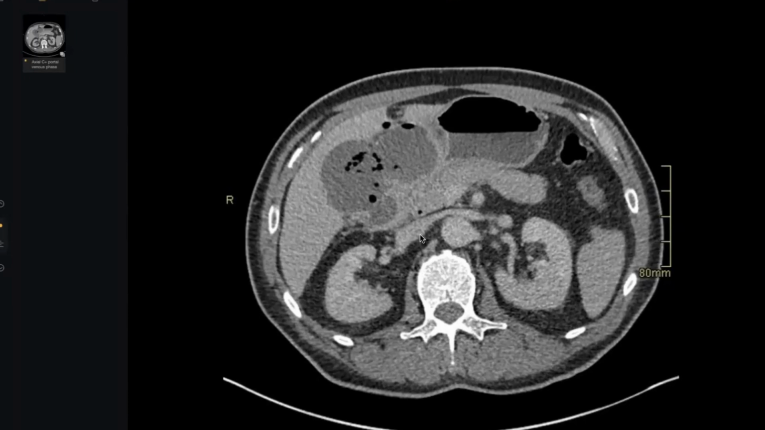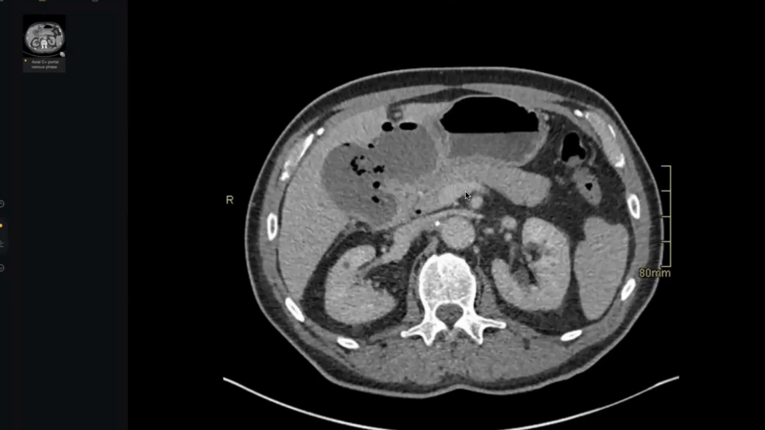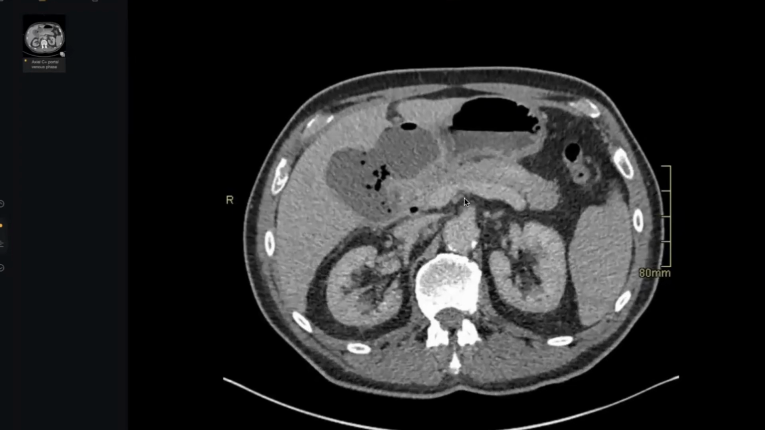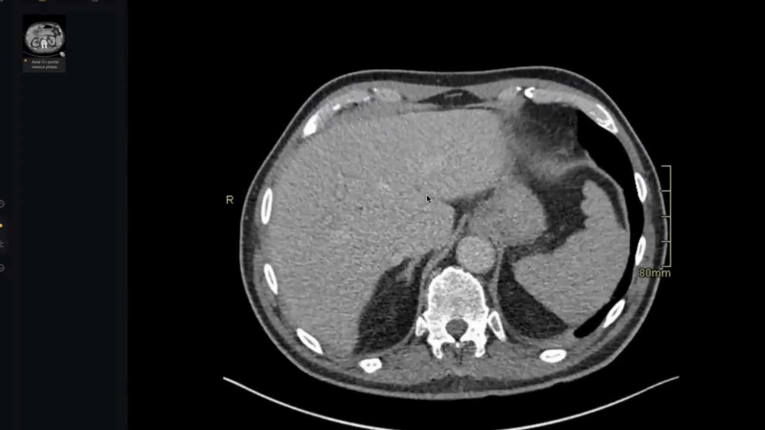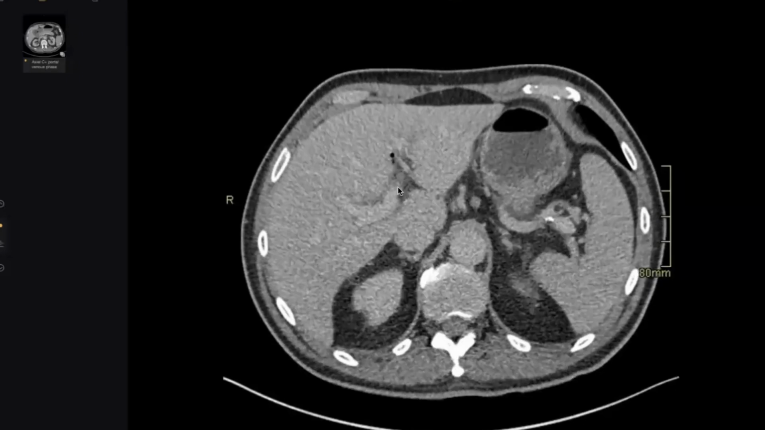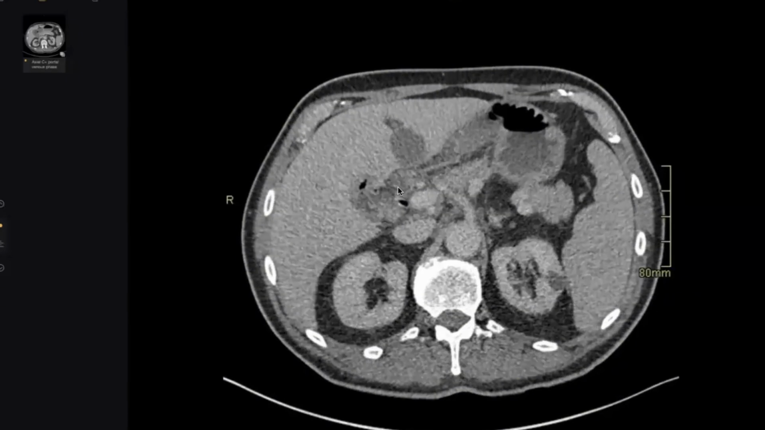There is another complication here. Can you pick up this as a complication? Air is seen in the region of the biliary tree. Yes. What else? Air in the biliary tree. Yes. What else?